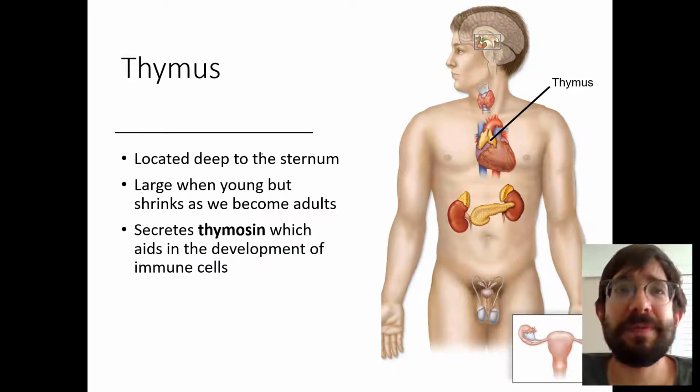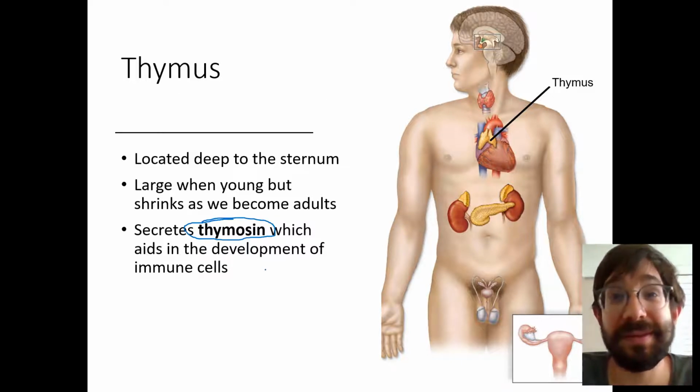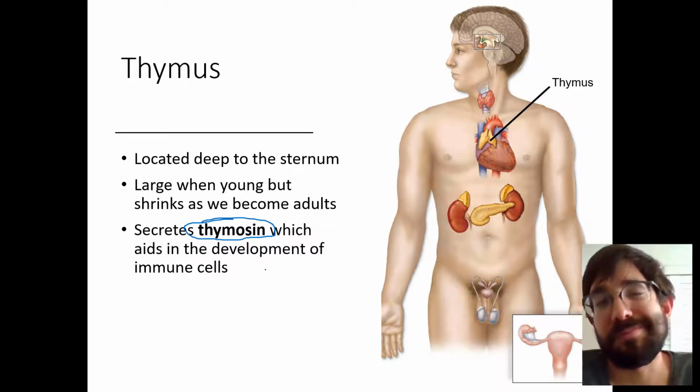Thymus, real fast and simple. We already mentioned the thymus as part of the immune system. Remember, T cells go to the thymus to mature. And so the hormone that the thymus makes called thymosin helps those T cells mature. That's it.